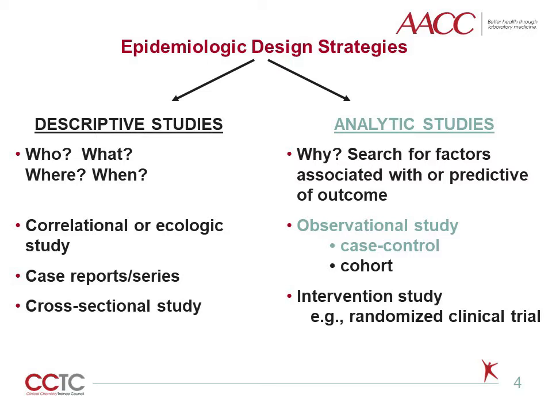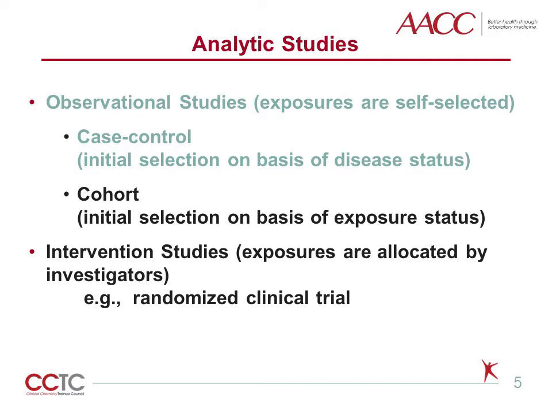We're now going to be talking about the three kinds of analytic studies: to search for factors associated with or predictive of the outcome. There will be observational studies, either case control or cohort, and then we'll talk about intervention studies or the randomized clinical trial. And the key distinction between the observational studies and the intervention studies is the role the investigator plays. So in an observational study, the exposures are self-selected, and we just record what happens. And in an intervention study, the exposures are actually allocated by the investigators.